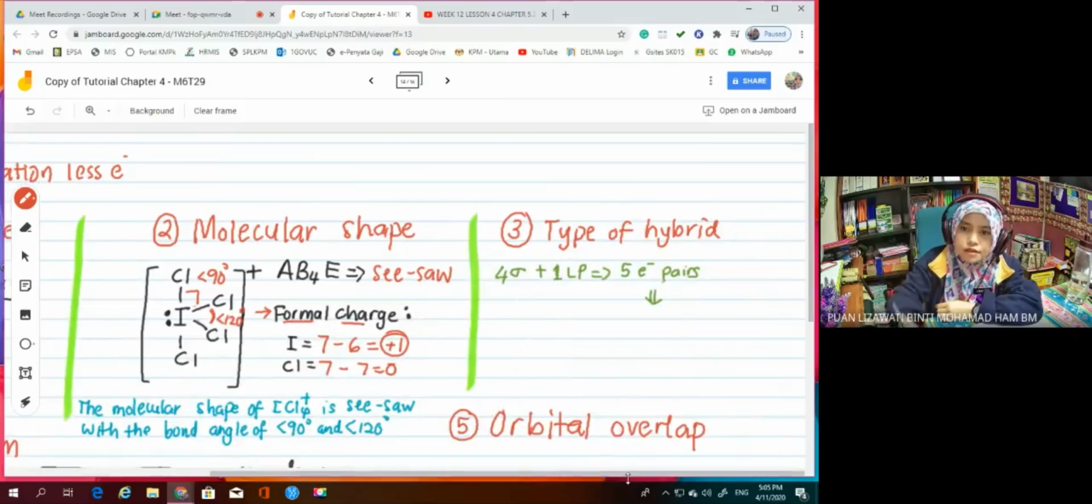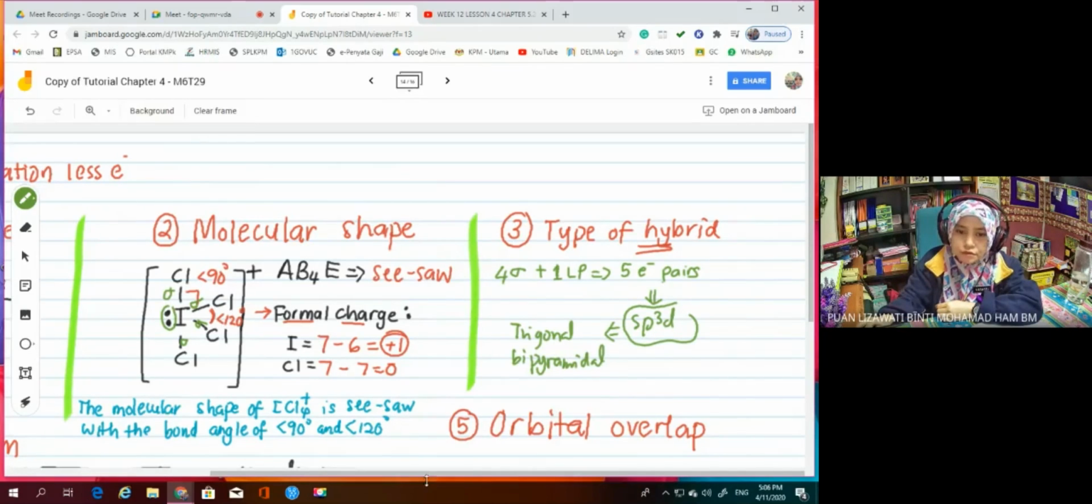Now we move to the type of hybridization. Take a look at the molecular shape. We have to refer to the sigma bonds: 1, 2, 3, 4 sigma bonds with one lone pair. So the total here is 5 electron pairs at the center atom. Therefore the type of hybridization is sp3d. And all the 5 electron pairs are arranged according to trigonal bipyramidal shape.